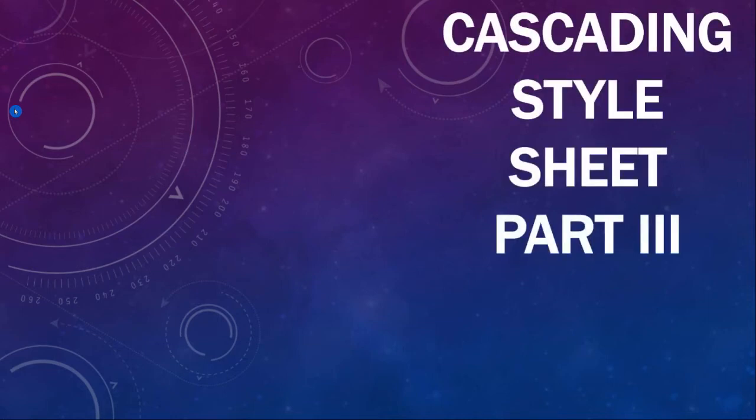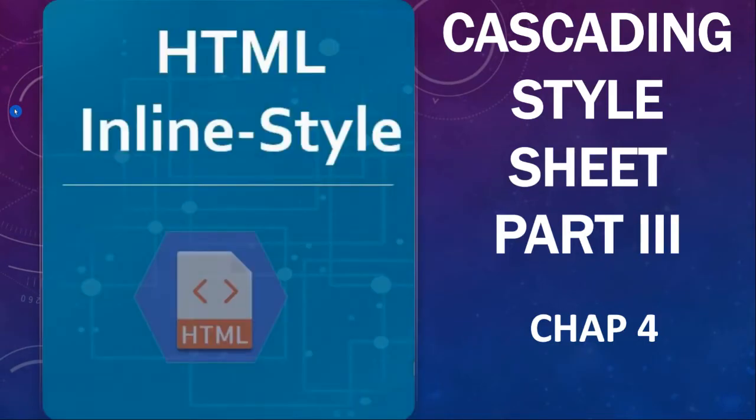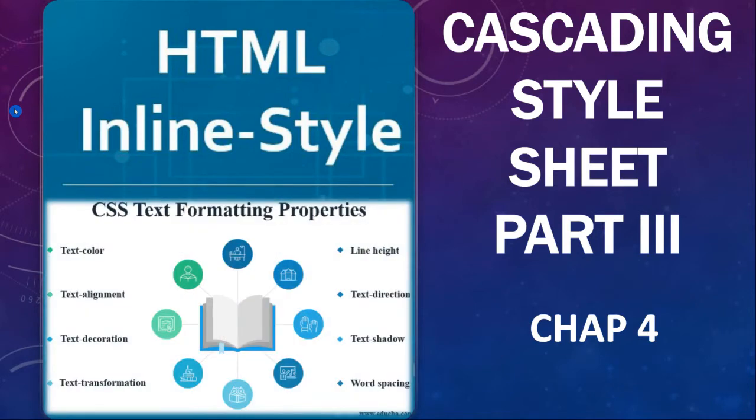Hi all. So in this video we are going to learn about cascading style sheets, and this is our part 3 in chapter 4. Part 1 and part 2 had the introduction and other properties of our cascading style sheet. And in this video we are going to learn about HTML inline style and text properties in CSS. So these two things we are going to learn in part 3 of cascading style sheet in chapter 4.